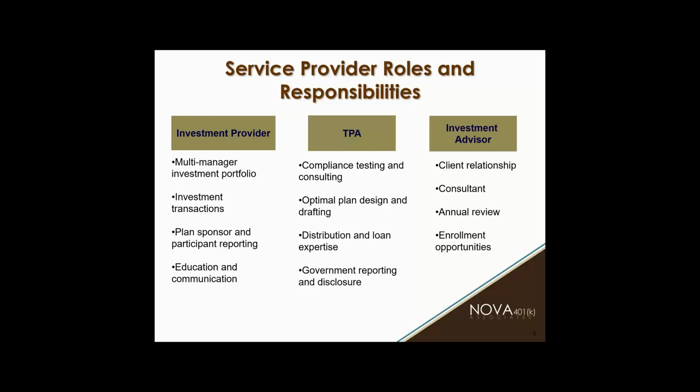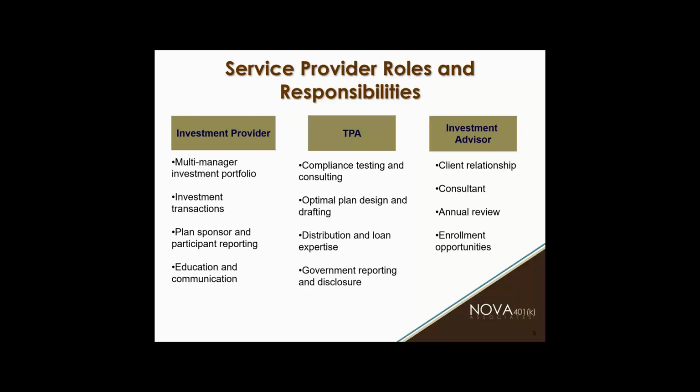We keep your plan document up to date with current legislation. Depending on the investment provider you work with, we may be involved with the distribution and loan approval, not approval, but review. And then we also prepare the annual government filing that your plan has to file with the Department of Labor every year.